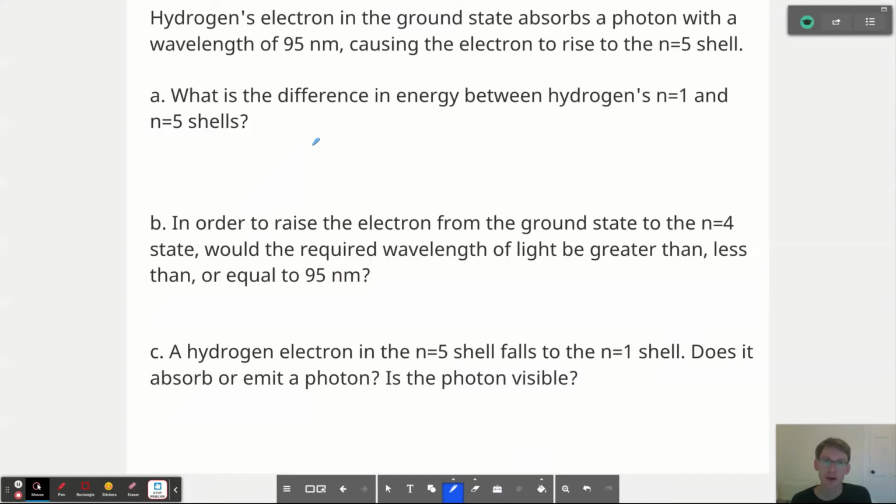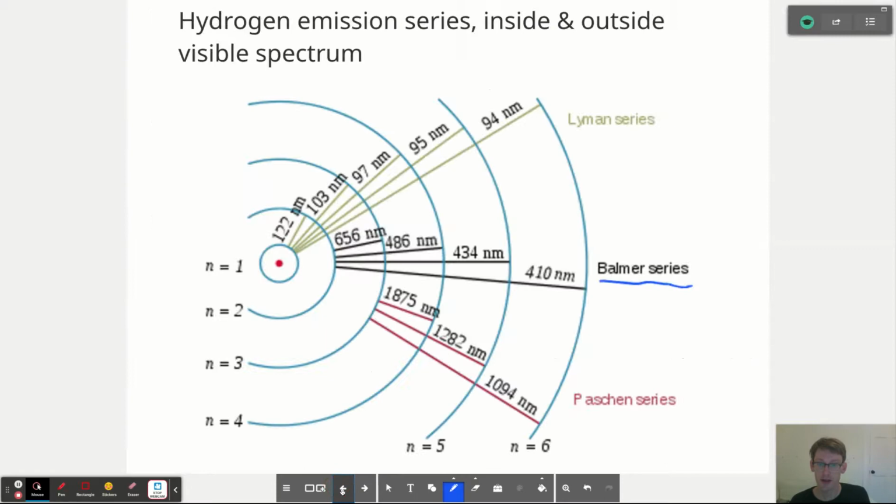Hydrogen's electron in the ground state absorbs a photon with a wavelength of 95 nanometers, causing the electron to rise to the n equals 5 shell. The ground state means that it's in the n equals 1 initially. So if I ask the question, what's the difference in potential energy between hydrogen's n equals 1 and n equals 5 shells, I can answer that question.